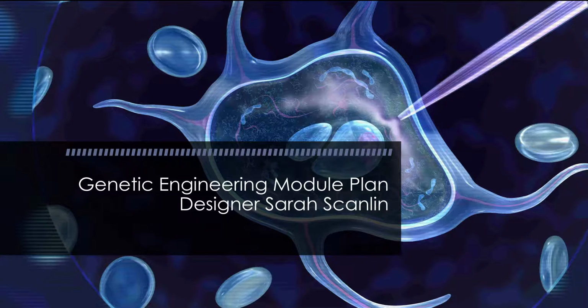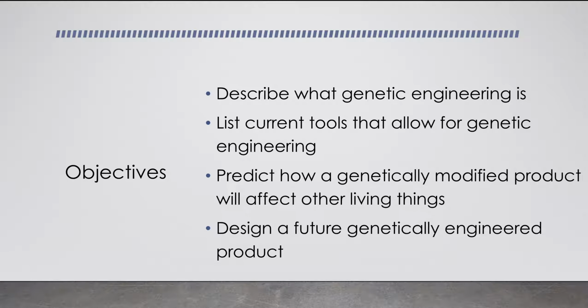This short video is an overview of the creation of an online learning module for high school biology class learning about genetic engineering. Here are the objectives of the module. The main goal is to get the students engaged in learning about basics of genetic engineering, along with creating a genetically modified organism. Students will take the creation and attempt to predict how it will affect other organisms.